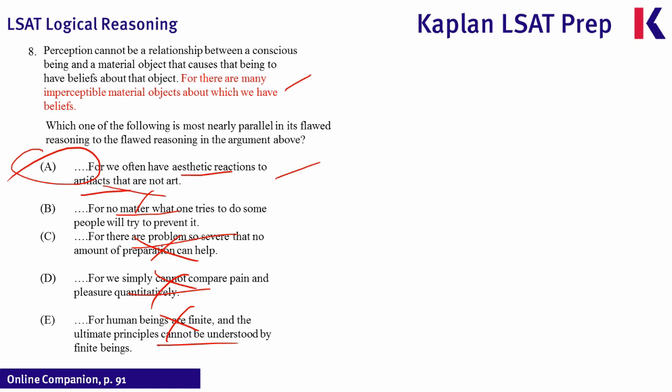Choice E, by the way, is even easier to throw out because E presents two pieces of evidence. It says for X and Y, and that's way off. Hey, you want it even simpler? Okay. The stimulus and A are similar in that each one comes up with a lot of exceptions to a definition. The stimulus says there are many objects. Choice A says we often have. None of the other choices has evidence in that form. QED, it's choice A.